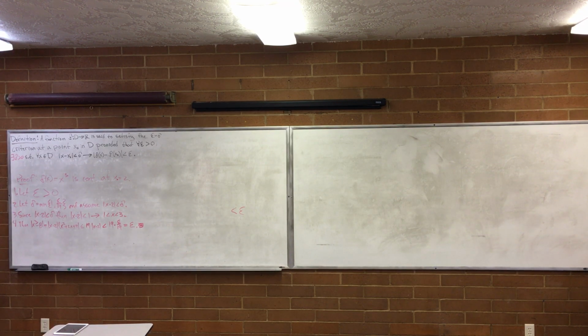Okay. Wait. |x minus 2| has to be less than delta, and delta is the minimum of these two things. So I know |x minus 2| is less than 1, and I know |x minus 2| is less than epsilon over 19. That makes sense? Any questions on that?